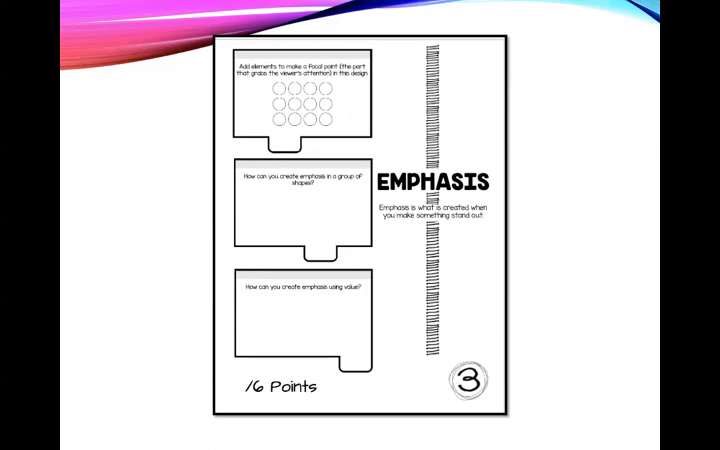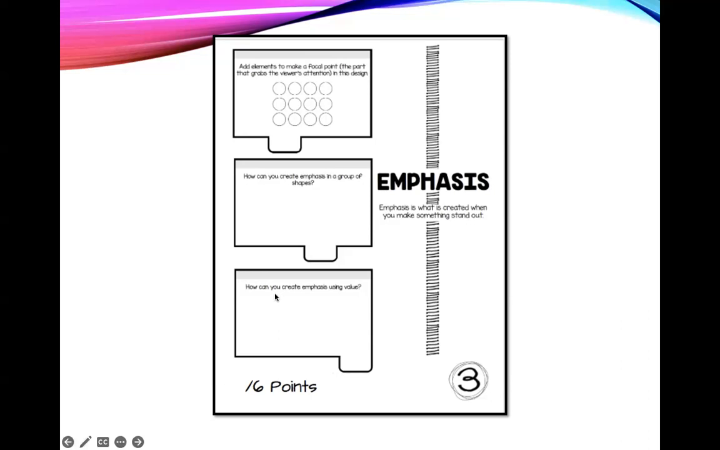Could you have all shapes, like you have a square, a triangle, and a rectangle, but the rectangle is bright blue and the rest of them are pink? Or maybe you have a bunch of triangles but one's a circle, or maybe you have a bunch of tiny triangles, but one's really big. So you have to kind of decide there.